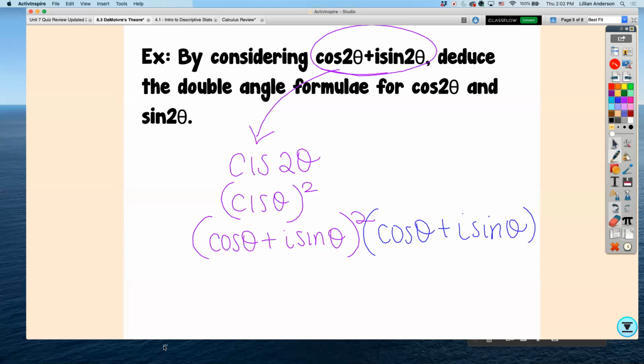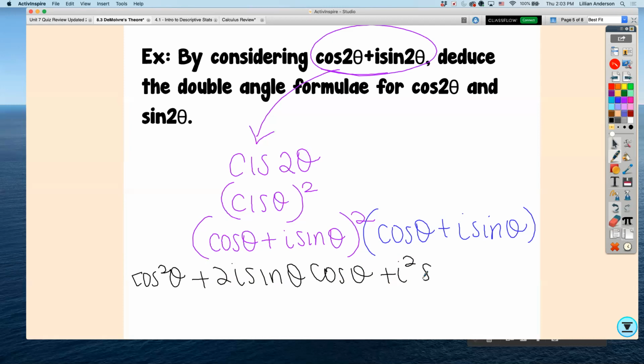Which means I'll need to do what? Cosine theta times cosine theta. Then I'll have i cosine theta sine theta, then i cosine theta sine theta again. And then what's i sine theta times i sine theta? It's i squared sine squared theta, but i squared is -1, so this is technically a minus sine squared theta, my mistake.